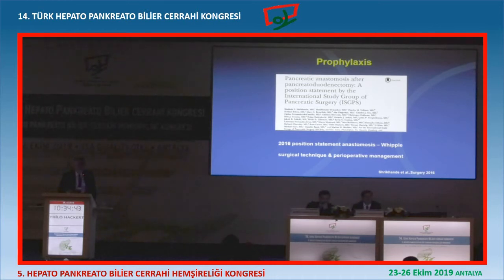Now, how can we avoid this? How can we standardize this? There is a position statement of the ISGPS from 2016 recommending some techniques of the anastomosis for the Whipple.